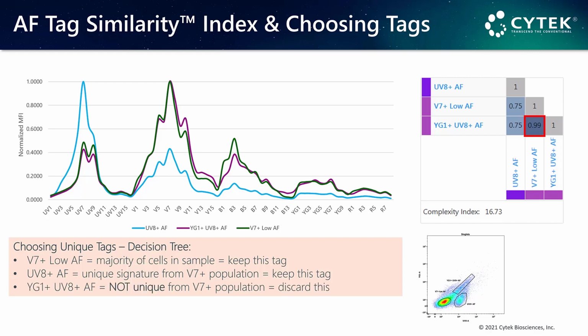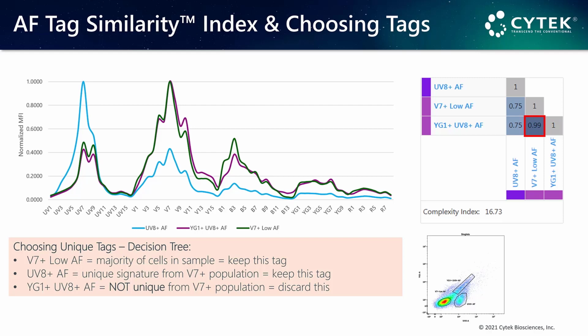The final and least abundant population is the YG1 plus UV8 plus AF population. This does not have a unique signature. It is 99% similar to the signature that we found in that dominant V7 population. Therefore, I will not be incorporating this tag into my experiment.